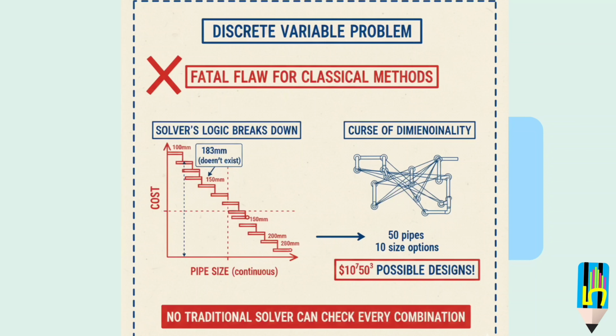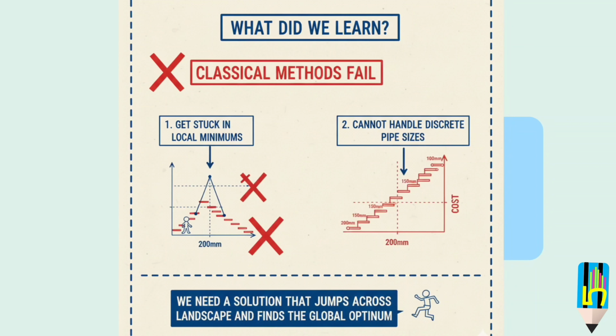Further, even for a smaller network, say 50 pipes with 10 size options, you have multiple possible designs. And this is the curse of dimensionality. No traditional solver can check every single combination, right? So what did we learn? That classical methods get stuck in local minimums, and they cannot handle discrete commercial pipe sizes, right? So we need a solution that can intelligently jump across that stepped landscape and find the best global solution without checking every single option.